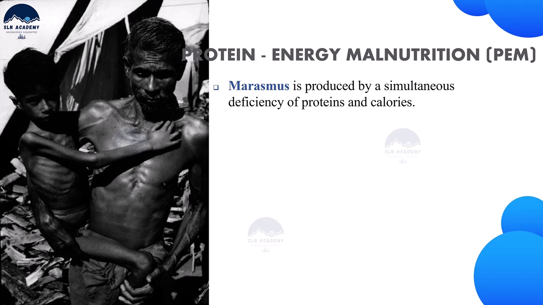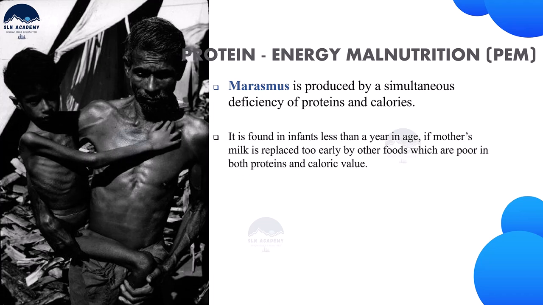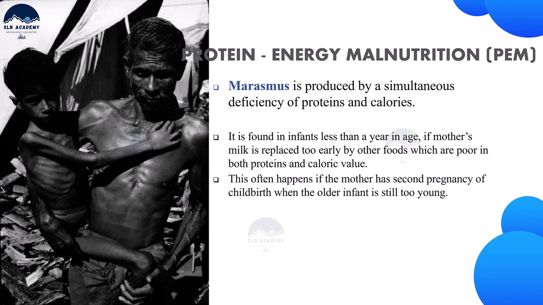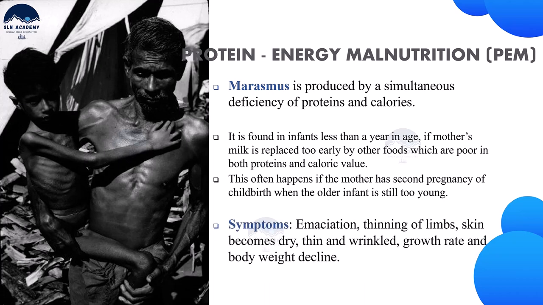Marasmus is produced by a simultaneous deficiency of proteins and calories. It is found in infants less than a year in age if mother's milk is replaced too early by other foods which are poor in both proteins and caloric value. This often happens if the mother has a second pregnancy or childbirth when the older infant is still too young. Symptoms: emaciation, thinning of limbs, skin becomes dry, thin, and wrinkled, and growth rate and body weight decline.